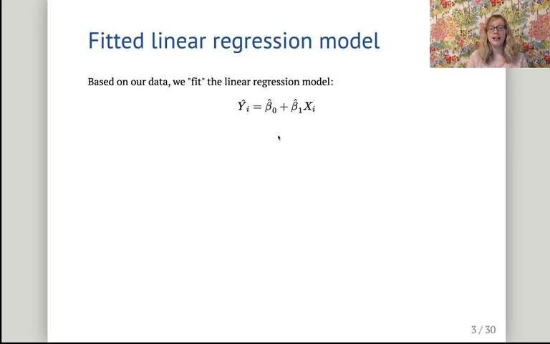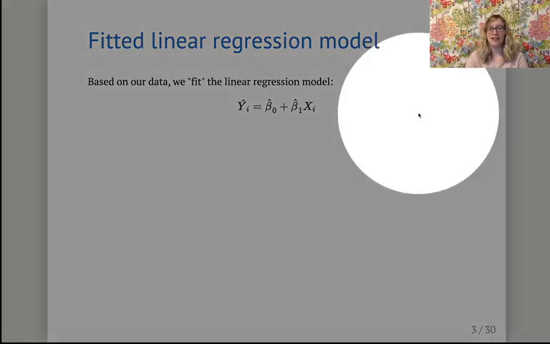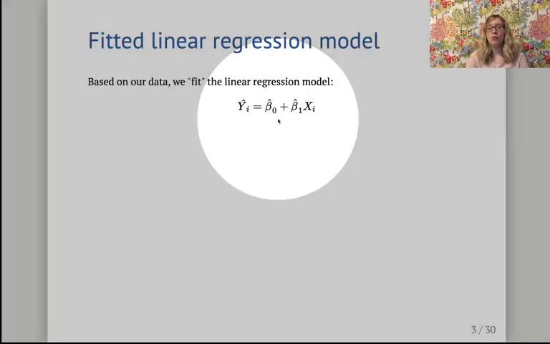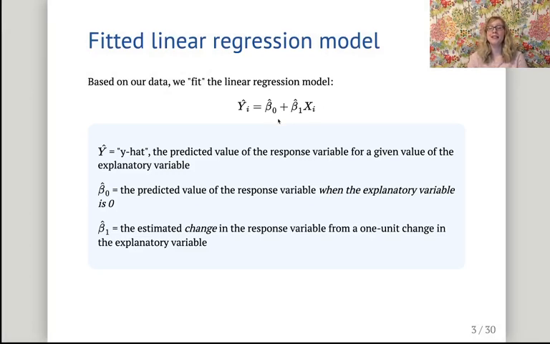So based on our data, we'll take our theoretical model and we will fit it to the data set. So we'll come up with our best estimate of the linear regression model like this. Our best estimate is that y hat, being our predicted value of the response variable, is equal to our predicted value of the y-intercept, beta hat 0, plus our predicted value for the slope, beta hat 1, times x.